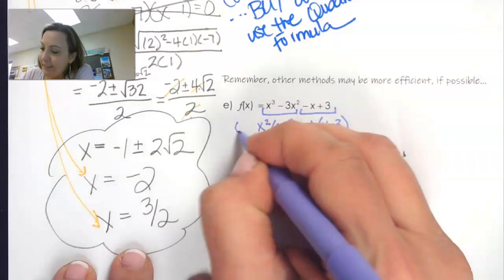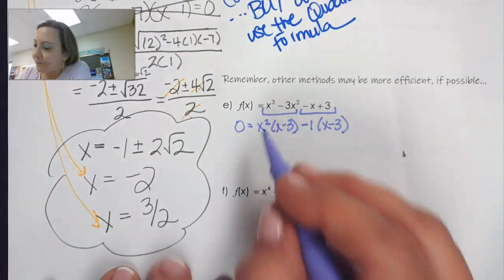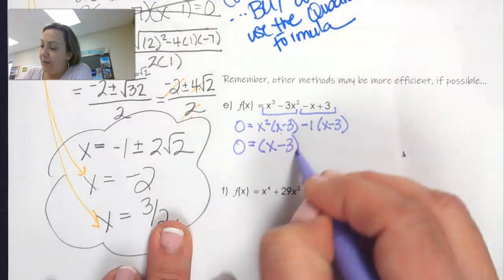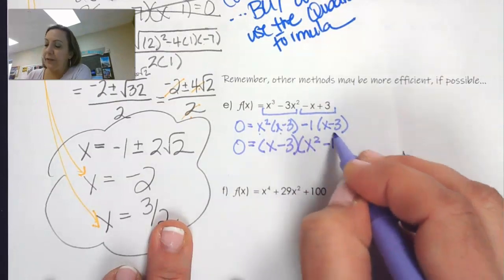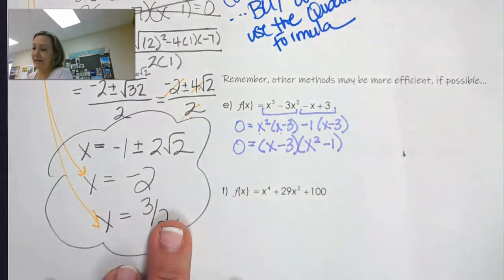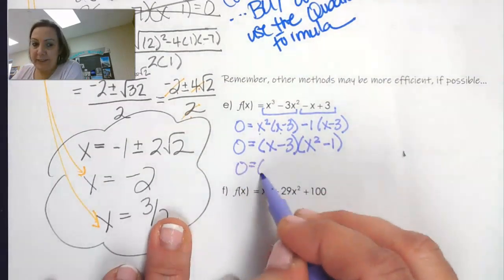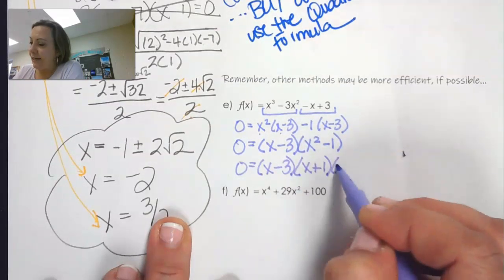So again, if I'm finding the zeros of the function, I'm setting it equal to 0. And I do think that setting equal to 0 is important to put, because we know then that we don't stop after we're done factoring, that we actually do solve. So one of my factors is going to be x minus 3, and then I use these coefficients as the other factor, so x squared minus 1. And then I see if I can factor any further. Oh, that's a difference of 2 squares, so that's going to be x minus 3, x plus 1, x minus 1.